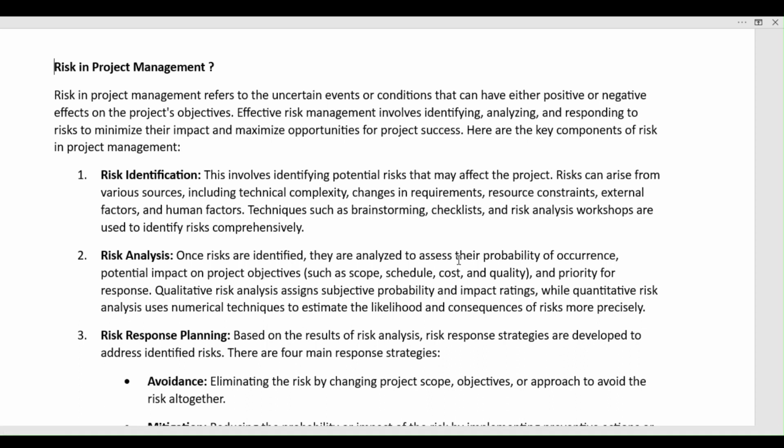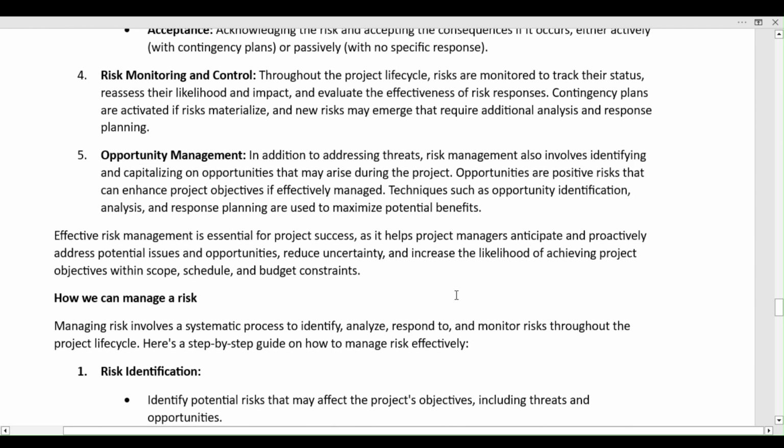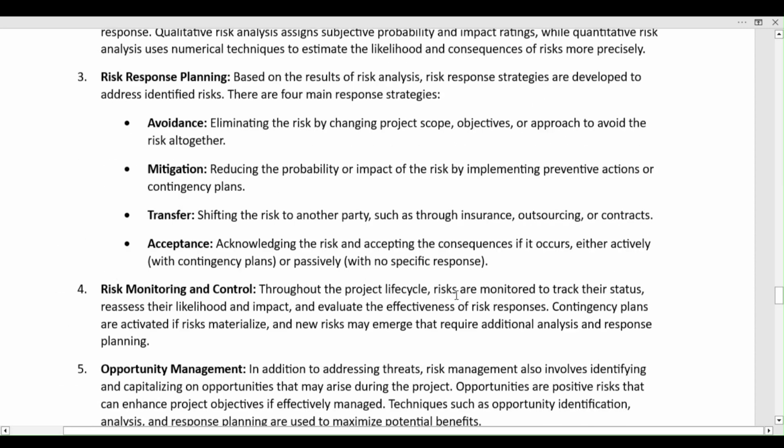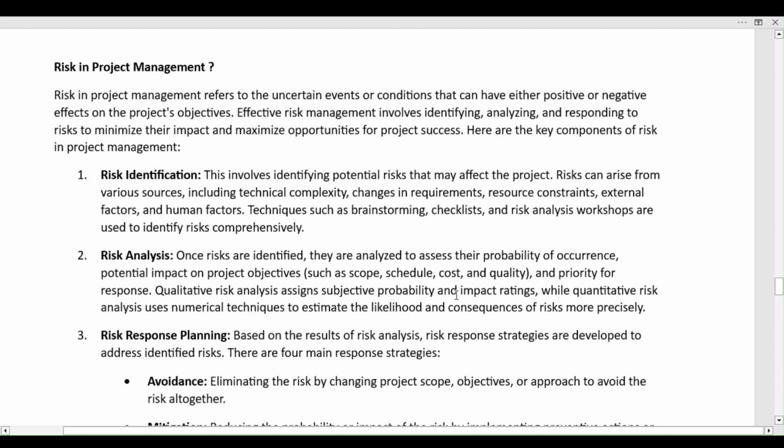Today's topic is risk in project management. We will discuss what risk is and what the key components of risk in project management are, and then we will move into the next part of the video, which is how we can manage a risk, and we'll do a detailed description on it. Without wasting any time, let's get started with this video.